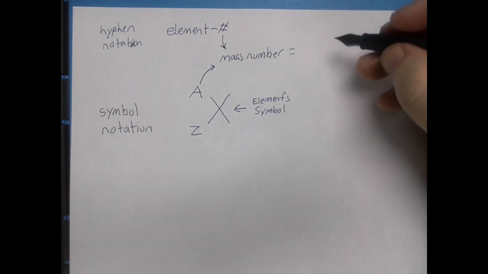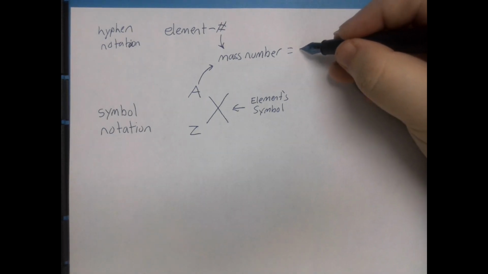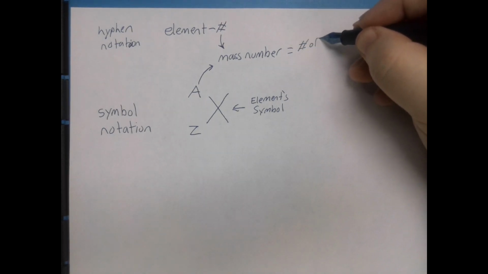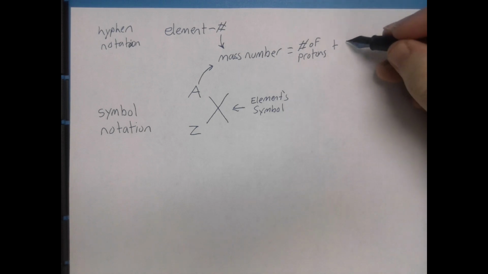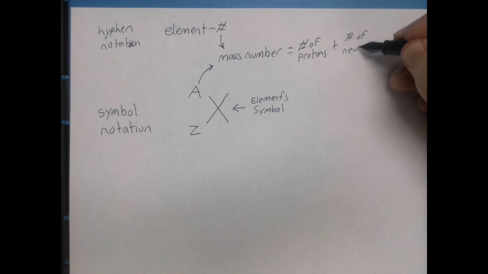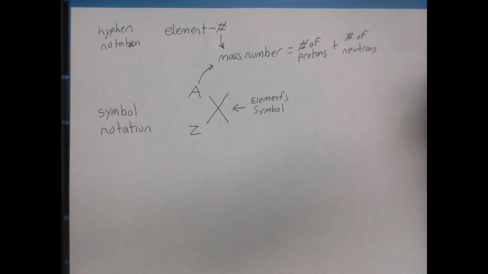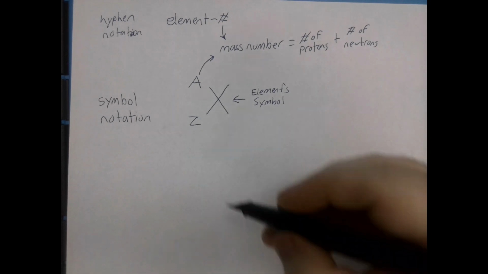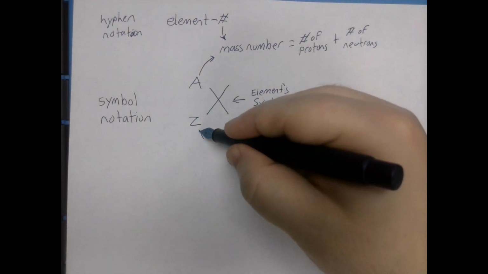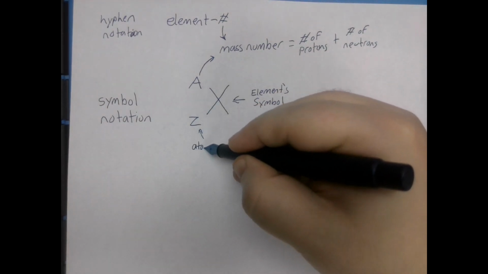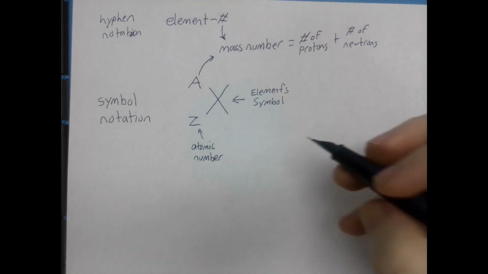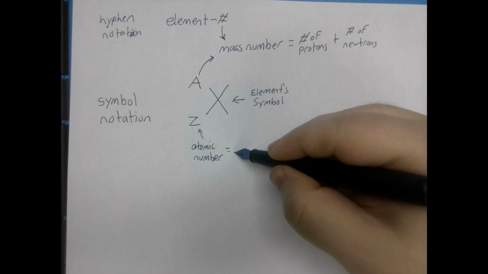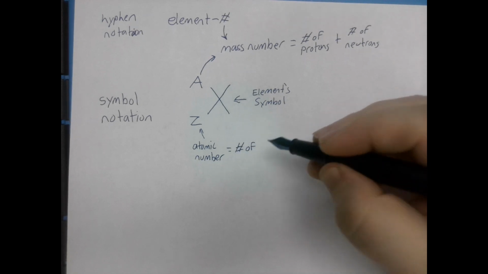Mass number is number of protons plus number of neutrons. And this is the atomic number, which is the number of protons.